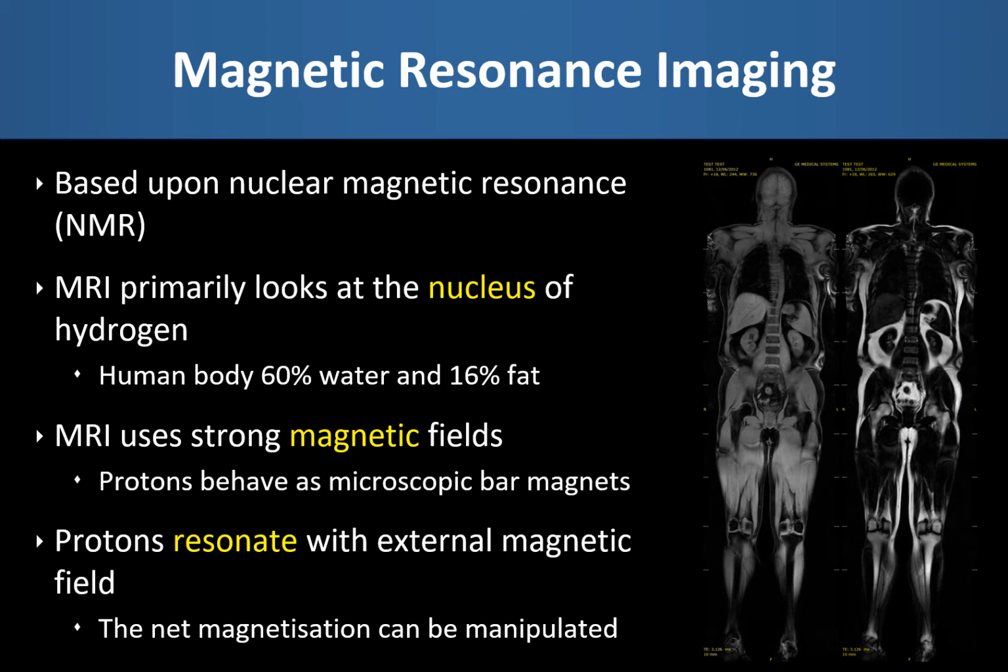Now, MRI uses strong magnetic fields, and therefore the protons have a magnetic moment which can interact with the magnetic fields of the MRI system to create images. These hydrogen protons can be considered to precess at a specific frequency, and therefore they can interact with a matching or resonant external alternating magnetic field, which can be used to manipulate the magnetization.